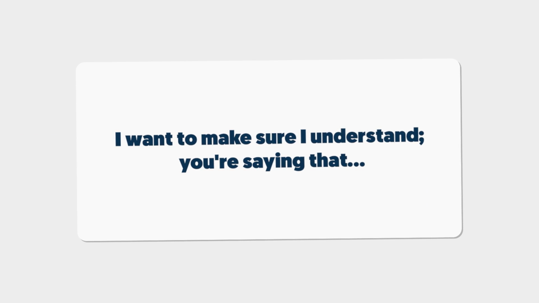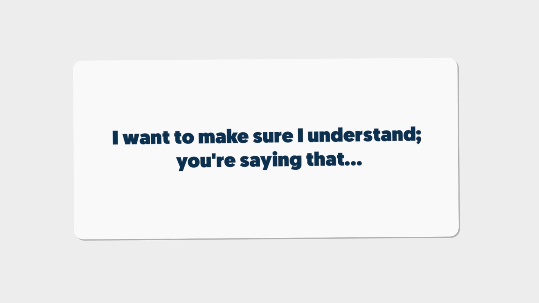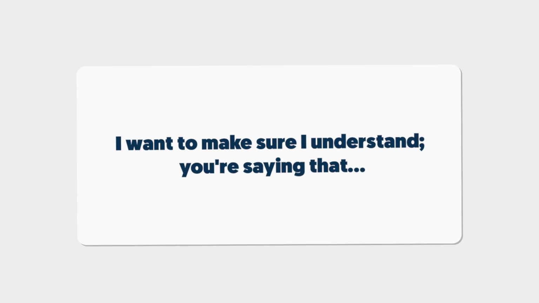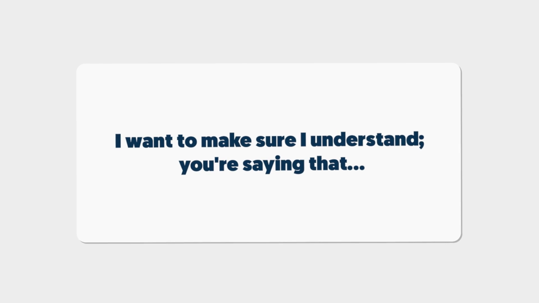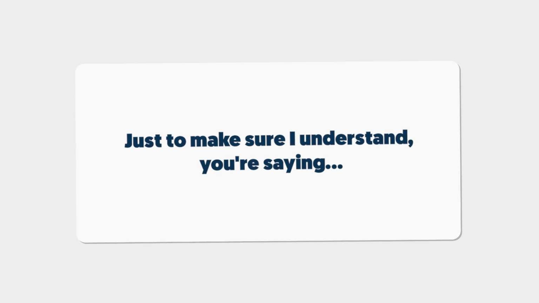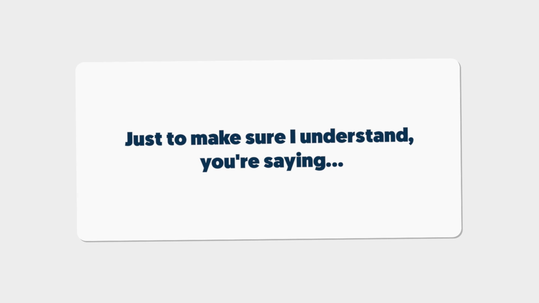When you say this, you're stating your goal first. In other words, why am I saying you're saying that, right? Well, because I have the goal of wanting to make sure I understand. So you start with that. Now, that could be seen as a little bit formal. A slightly less formal, more conversational way to say that might be just to make sure I understand, you're saying.